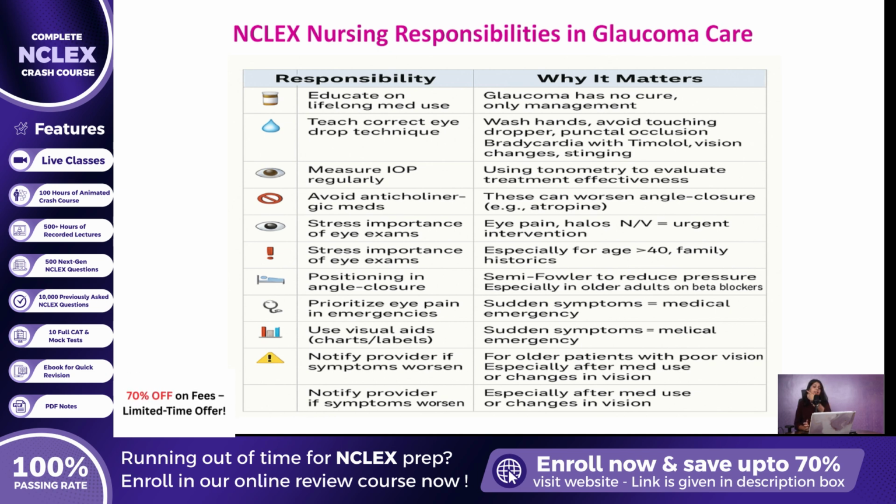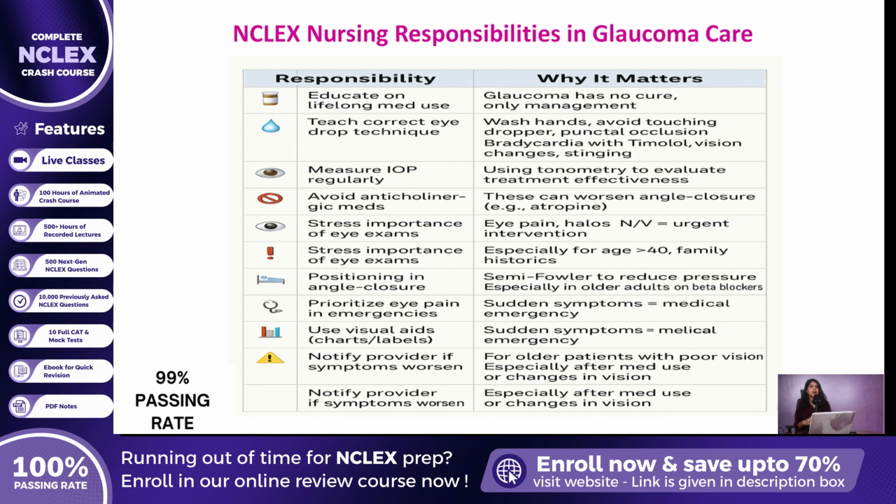Now, let's talk about medication safety. You should monitor for signs of toxicity, especially with medications like timolol, which is a beta blocker. What are you looking for? Things like bradycardia, vision changes, and a burning or stinging sensation. Those could be signs the medication isn't being tolerated well. Another responsibility is to measure intraocular pressure, IOP, regularly. This is typically done using tonometry, and it's how we assess if treatment is actually working. Without this, we're just guessing.